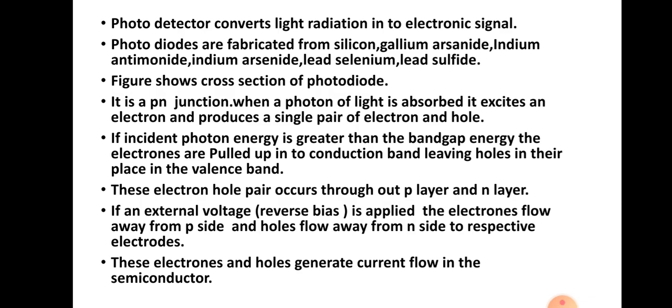Photodiodes are fabricated from silicon, gallium arsenide, antimonide, indium arsenide, lead selenide, and lead sulfide. These are the materials which are usually used for constructing a photodiode. Basically, a photodiode is a PN junction, and it is a reverse biased PN junction.